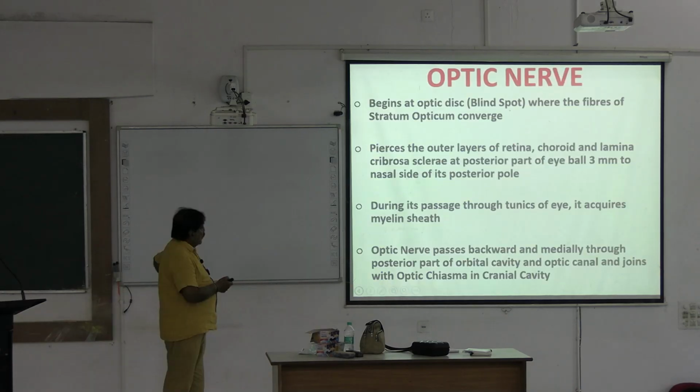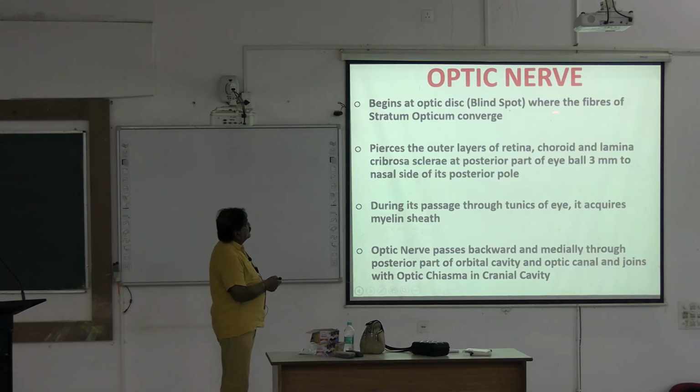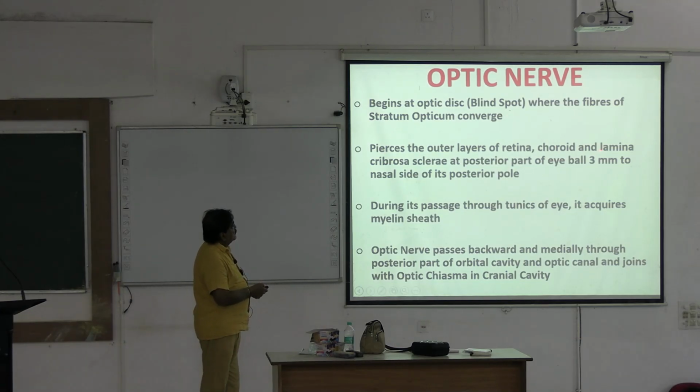Now you see, the optic nerve begins at the optic disc, the blind spot, where the fibers of the stratum opticum converge and pierce the outer layers of the retina, choroid and lamina cribrosa of the sclera at the posterior part of the eyeball, 3 mm to the nasal side of the posterior pole. During its passage through the tunics of the eye, it acquires a myelin sheath. The optic nerve passes backwards and medially through the posterior part of the orbital cavity, the optic canal, and joins with the optic chiasma in the cranial cavity.